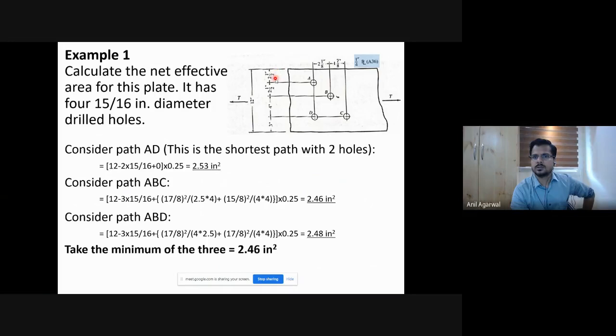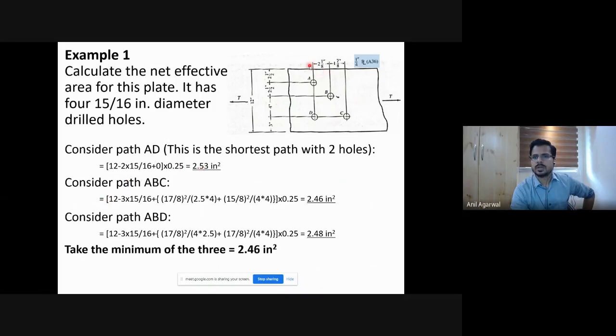The first hole is 2.5 inches away from the edge. The second one is also 2.5 inches away from the first one. The third and fourth are both 4 inches away from the second one, and they are aligned in this direction. Then you have the other edge at 3 inches. The diameter of each hole is 15/16 of an inch, so 1/16 of an inch less than 1 inch. That is the diameter of a hole.